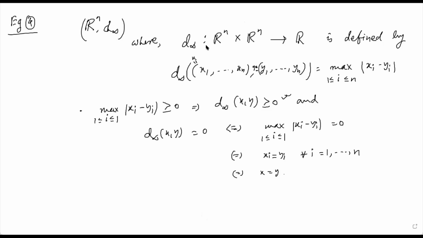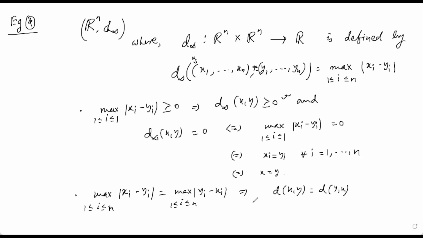For the second axiom, the absolute value of xi minus yi is equal to the absolute value of yi minus xi, and therefore the max of these are equal, i lies between 1 and n, and this implies d of x comma y is equal to d of y comma x.